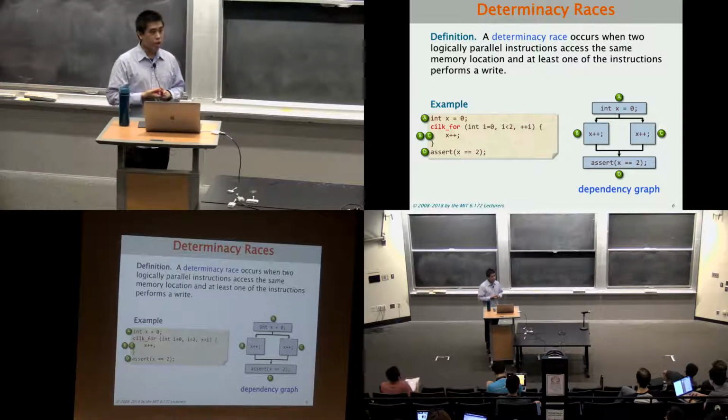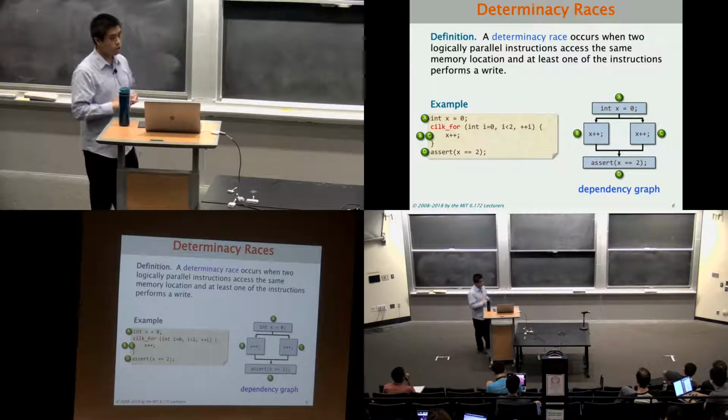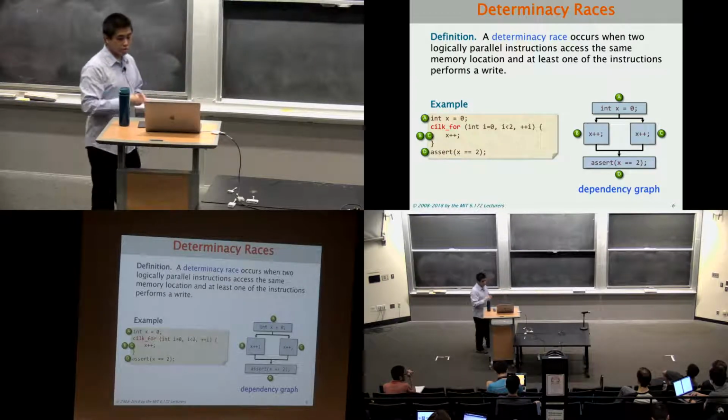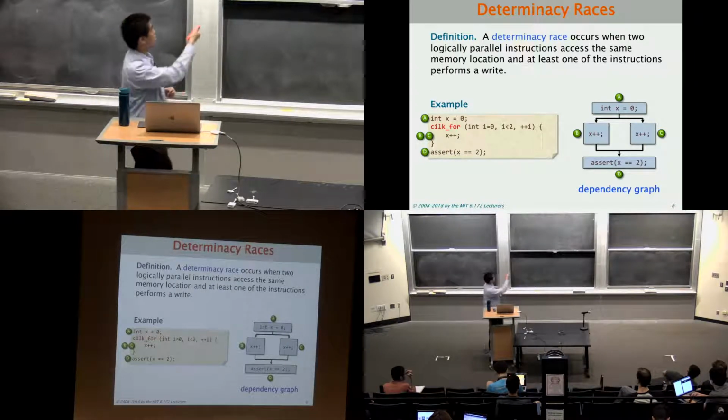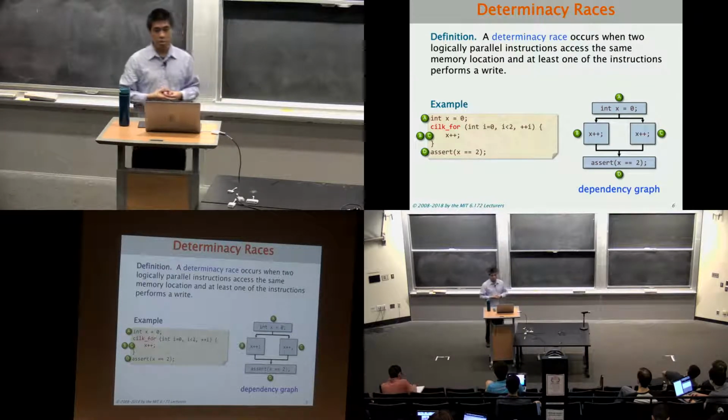This sort of graph is known as a dependency graph. It tells you what instructions have to finish before you execute the next instruction. So here it says that B and C must wait for A to execute before they proceed. But B and C can actually happen in parallel because there's no dependency among them. And then D has to happen after B and C finish.